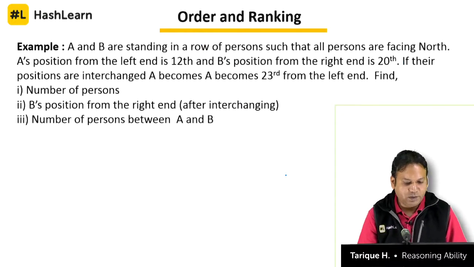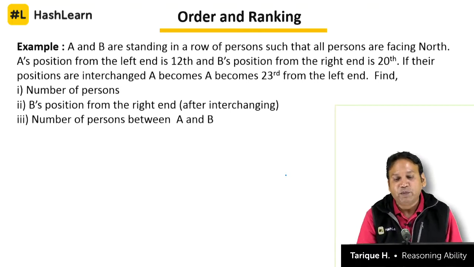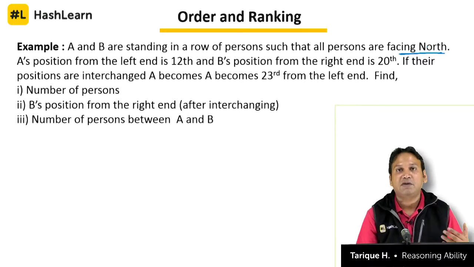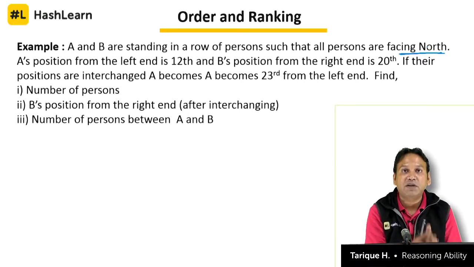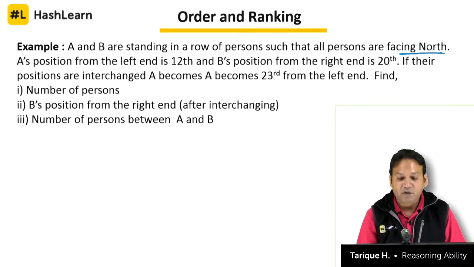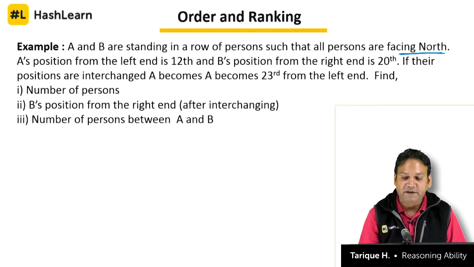Okay, let us look at the next question here. A and B are standing in a row of persons such that all persons are facing north. Clear? So, this is based on order also, ranking in order. It is not rank based on performance, but rank based on the position occupied in a row, in a line.